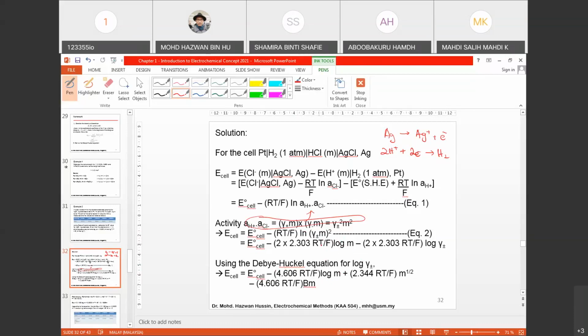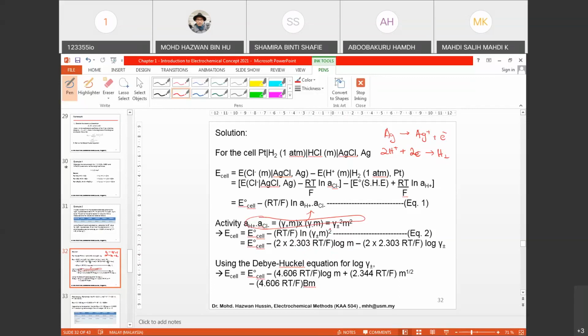So if you change it into log, then you know that you have to multiply with a factor, which in this case is 2.303. This is actually a mathematical reasoning, because ln is a log with a base of e, which means if you want to convert into log, you have to multiply with this factor. All right, so where does this 2 come from?